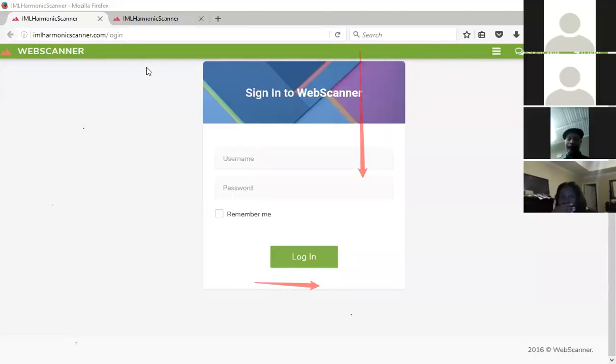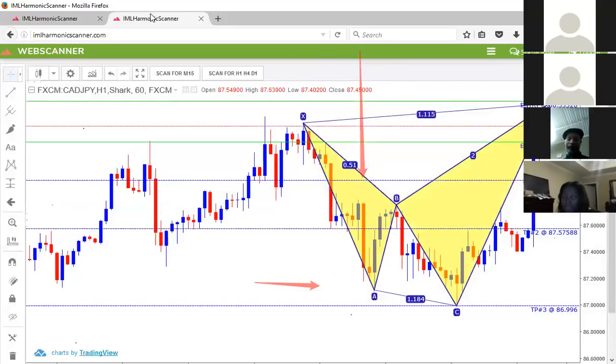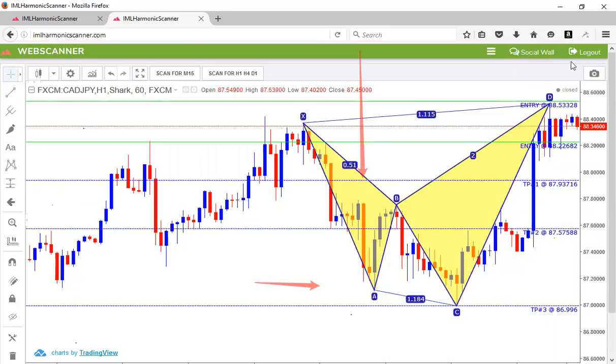So when you come to IMLharmonicscanner.com, you will log in with your iMarkets Live username and password that you use to access your back office. I've already logged in, so I'm coming here. All right, so once you get to the Harmonic scanner, this is what it looks like. It pulls up a pair. If you look here, it tells you it's CADJPY, which is the Canadian dollar and the Japanese yen.